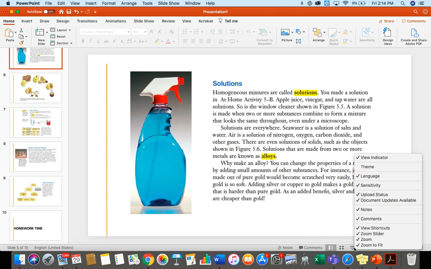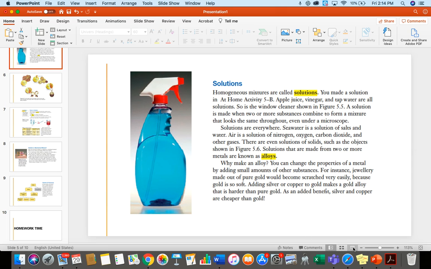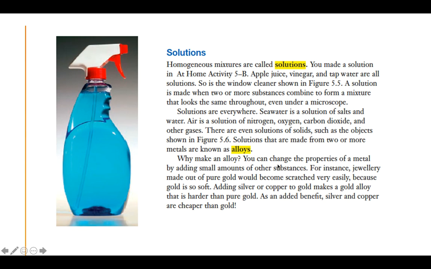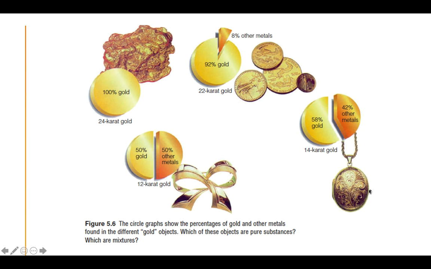Okay, just continuing where we left off. We were talking about alloys, and I'm going to take you to this image of alloys. An alloy is basically a solution, but with metals. So it's made with metals. Metals are examples like gold, silver, copper.